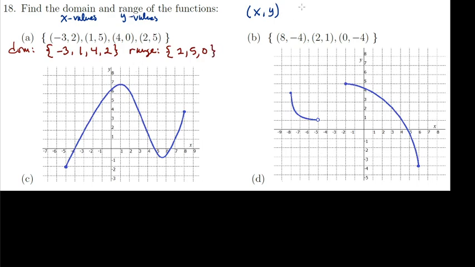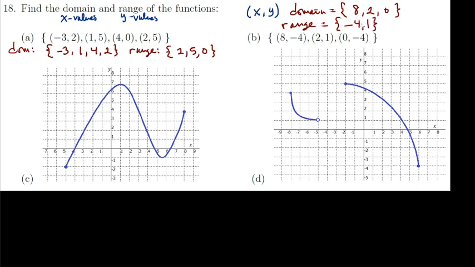Okay, for part B, I'll do that up here. What's the domain? Just all the x's, 8, 2, and 0. Right. The order does not matter. If you want to put them in order, 0, 2, and 8, that's okay too. And then the range, well, we have a -4, and a 1, right? You don't have to repeat the negative 4. That's redundant, right? It's just negative 4 and 1.